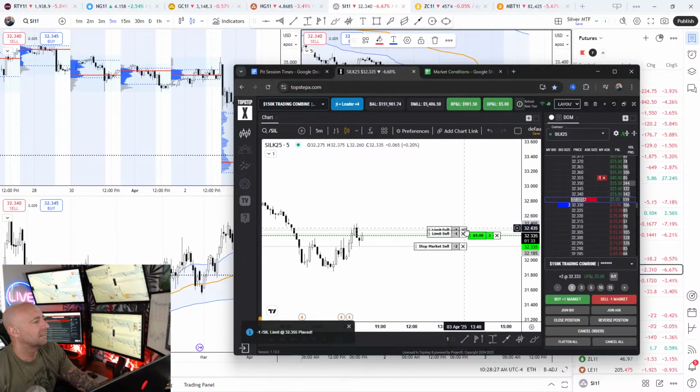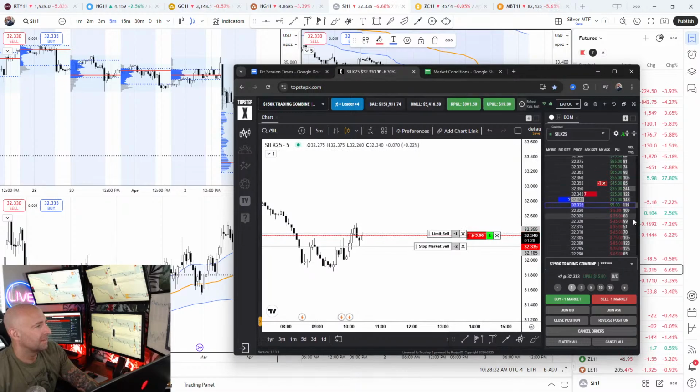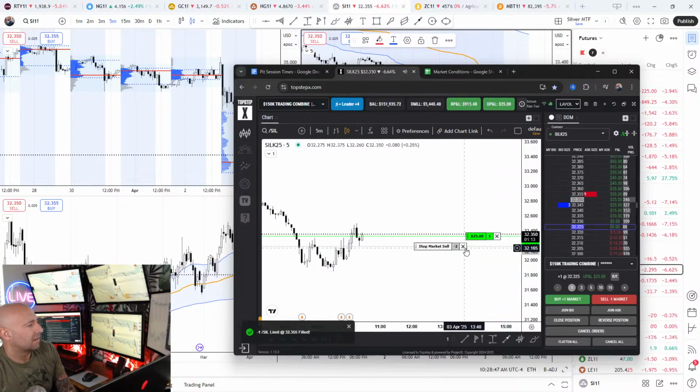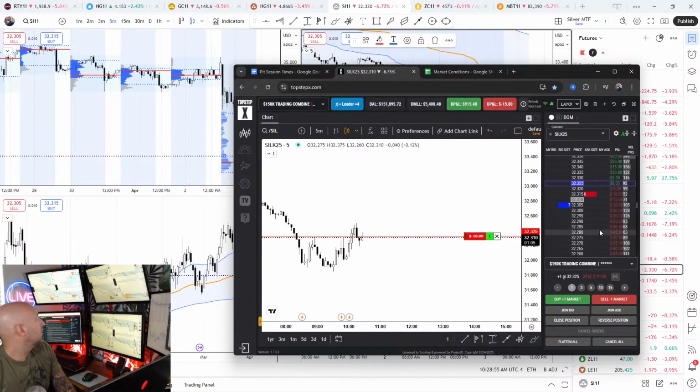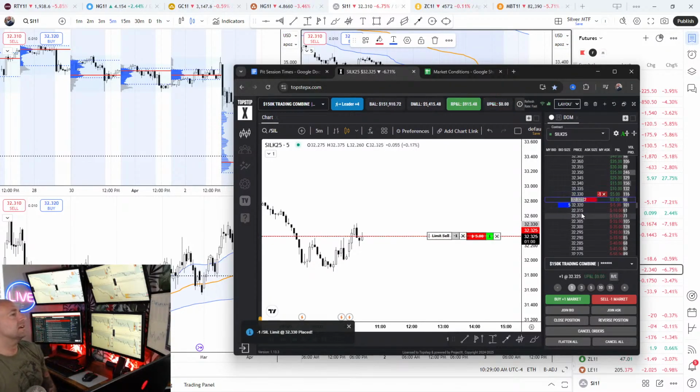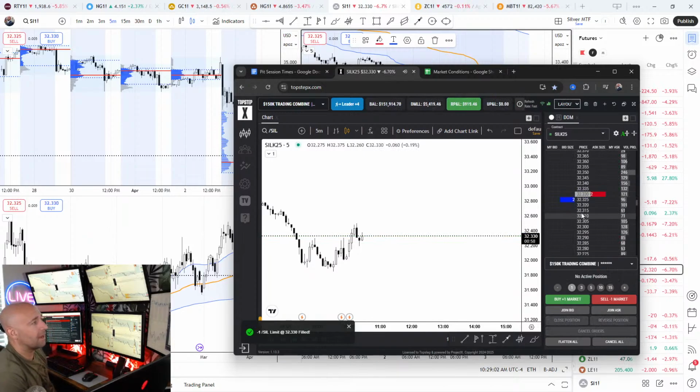I'm gonna size down a little bit. 2 micros. I'll take 1 micro. Not getting very strong continuation to the upside here. I'm not being very patient. I don't want to give back all these nice profits.